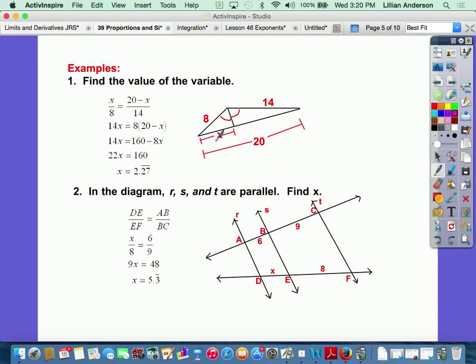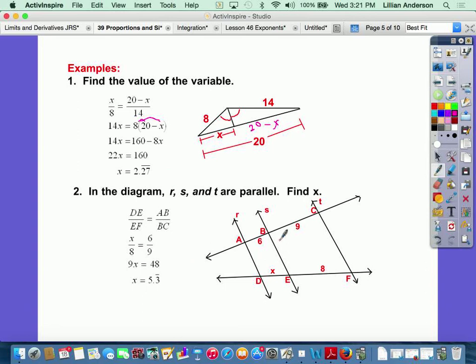So that means that X over 8 would equal whatever 20 minus X over 14 is. And you know this is 20 minus X because the whole length is 20 and this little segment is X. So that means that this segment right here would have to be 20 minus the value of X. Okay, so you would set a proportion, cross multiply, and solve. Now when you cross multiply, you have to be careful that you distribute the 8 to both the 20 and to the negative X. Okay, because if you don't, then you're going to end up with some weird numbers.